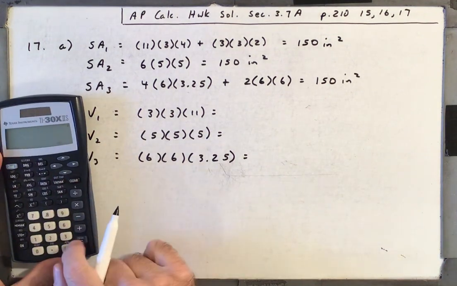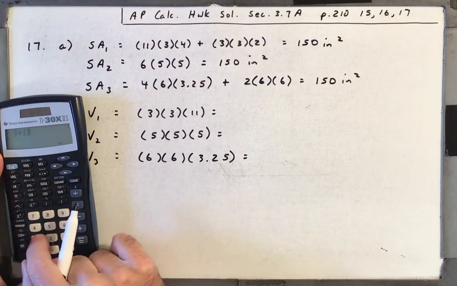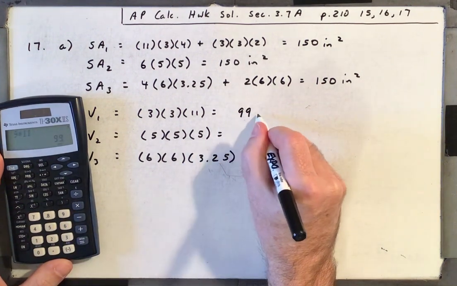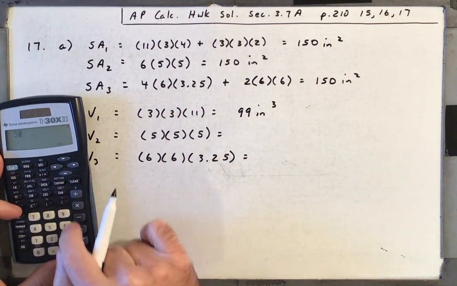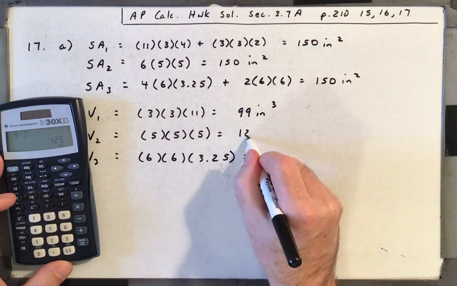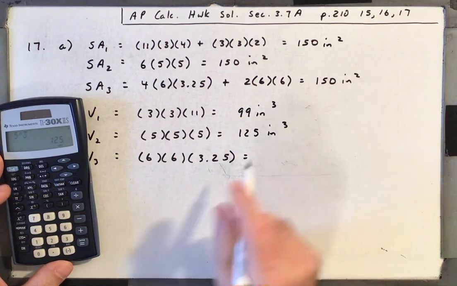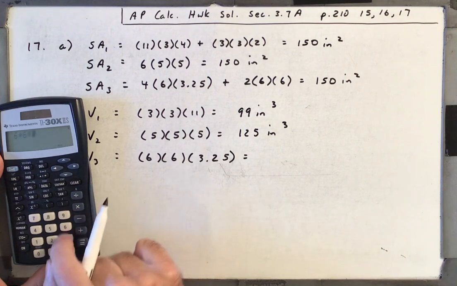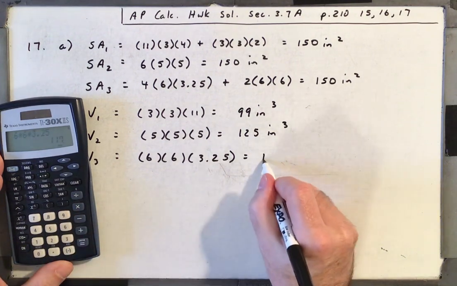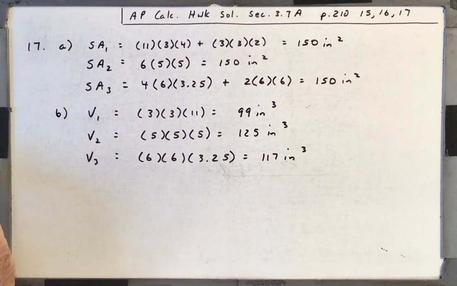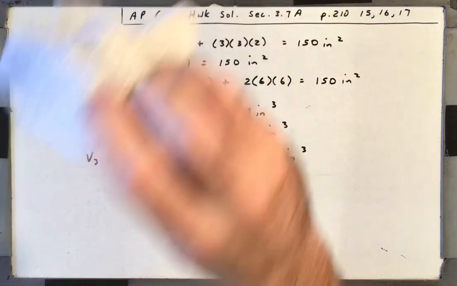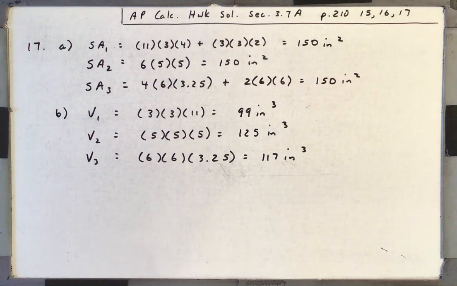All right, 3 times 3, so it'd be 9, right? 9 times 11, 99 cubic inches. And then 5 cubed, so 125 cubic inches. And then 6 times 6 times 3.25, so 117 cubic inches. Okay, so that shows us even though they all three have the same surface area, they don't all three have the same volume. And part C says, determine the dimensions that would give you a maximum volume.